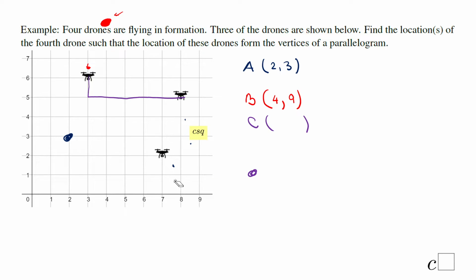So now let's see if we can get the coordinates. Okay, so let's start with the x coordinate. We move 5, if you remember 5, right, so from 7 it should be 12, and we move 1 down, so from y of 2 we're gonna have 1. Okay, so these are the 3 possible choices for that drone to form a parallelogram.